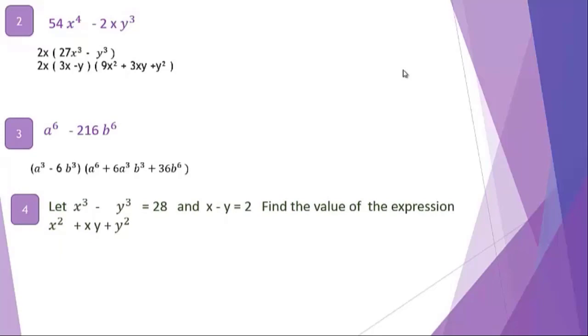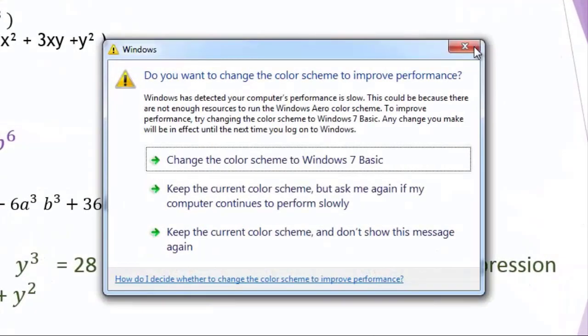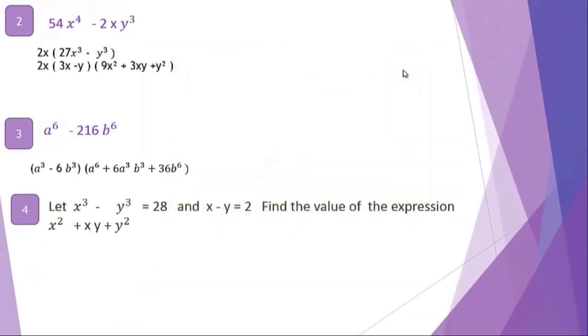Question number 4, let x cube minus y cube equal 28 and x minus y equal 2. Find the value of this expression x power 2 plus xy plus y square.